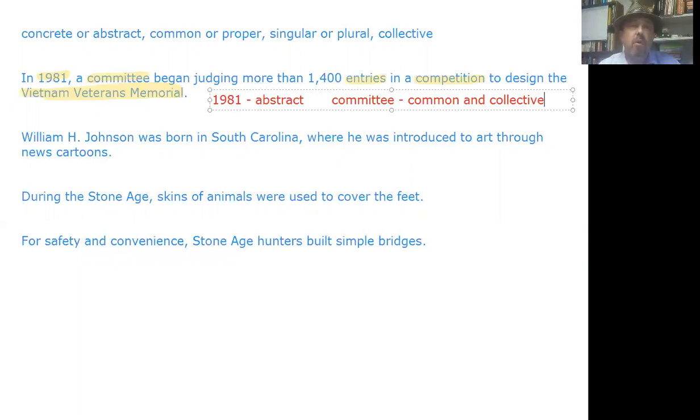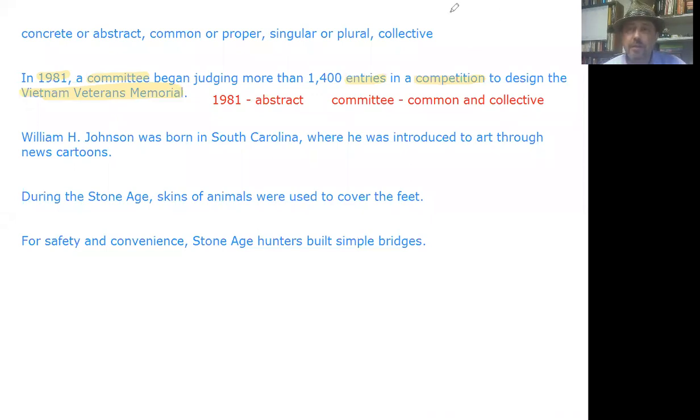Vietnam Veterans Memorial is proper. It's capitalized. And not that this is on the list of categories that I have up at the top of the screen, but Vietnam Veterans Memorial is also a compound noun because it's one thing that's made up of three words. Isn't that interesting? All right. And that's really what you're doing with these.